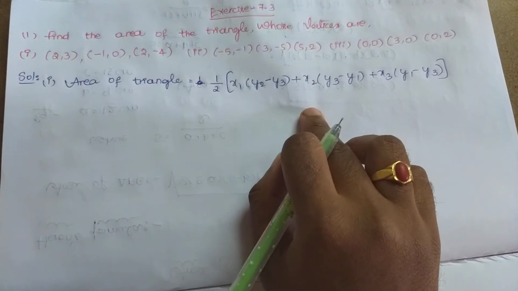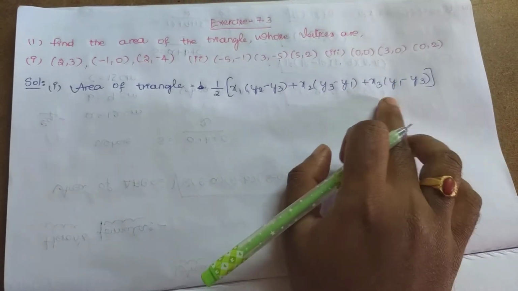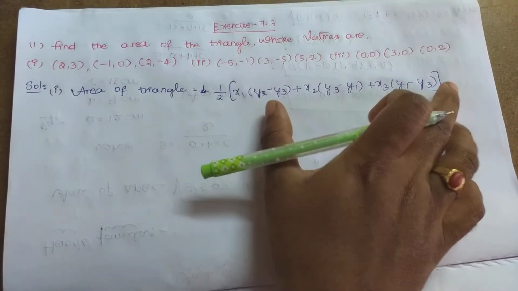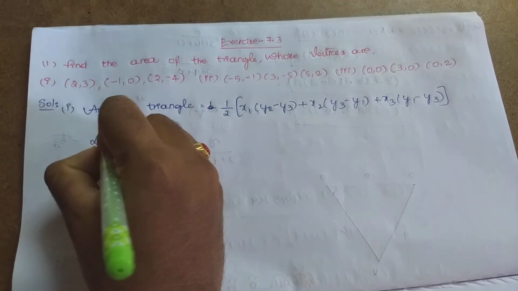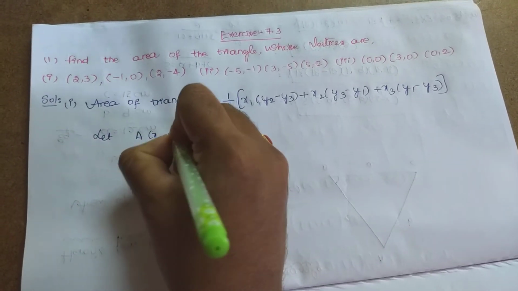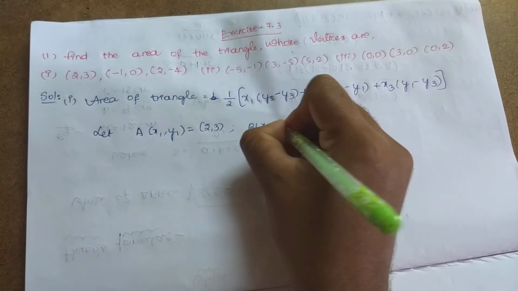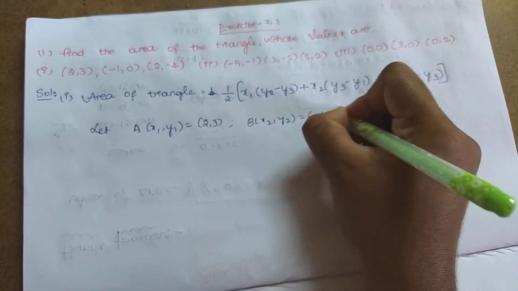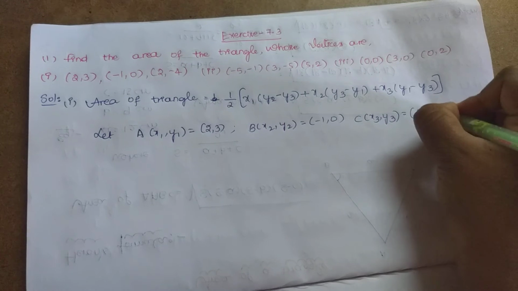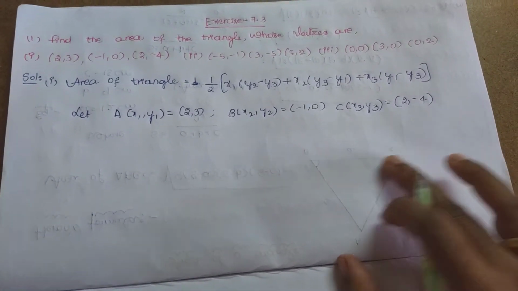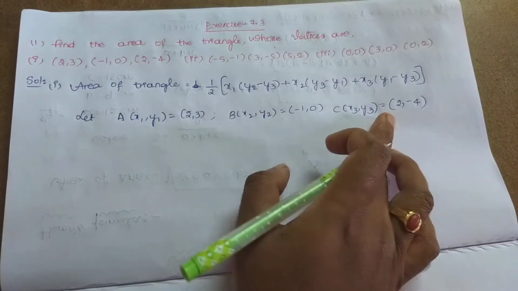So we know the formula: area of triangle equals 1 by 2 into x1 into (y2 minus y3) plus x2 into (y3 minus y1) plus x3 into (y1 minus y2). So this is the formula, correct? So here what are x1, y1? Let's write the values. Let A (x1, y1) equals (2, 3), B (x2, y2) equals (-1, 0), C (x3, y3) equals (2, -4). So I have taken these three as the vertices of the triangle.